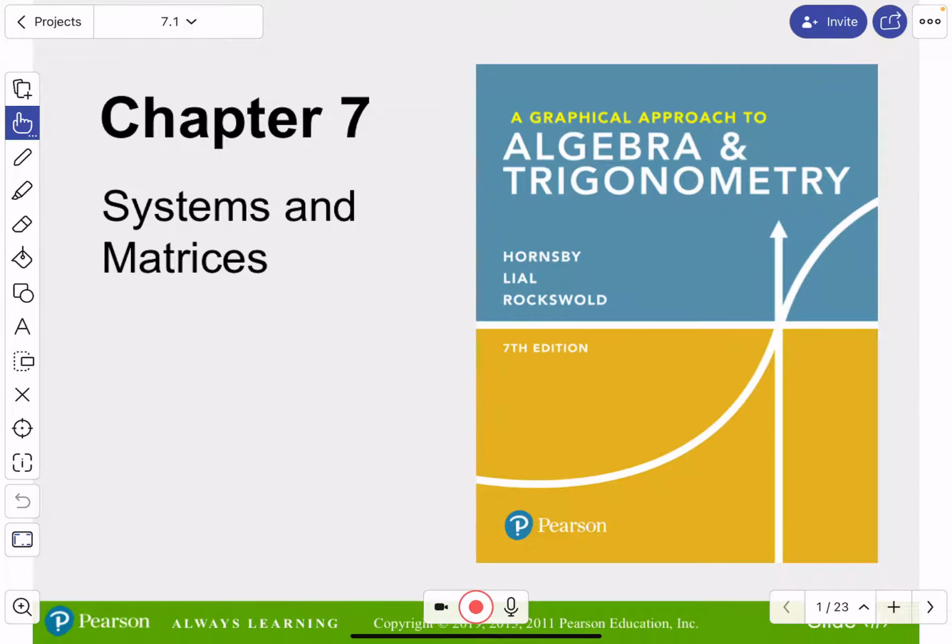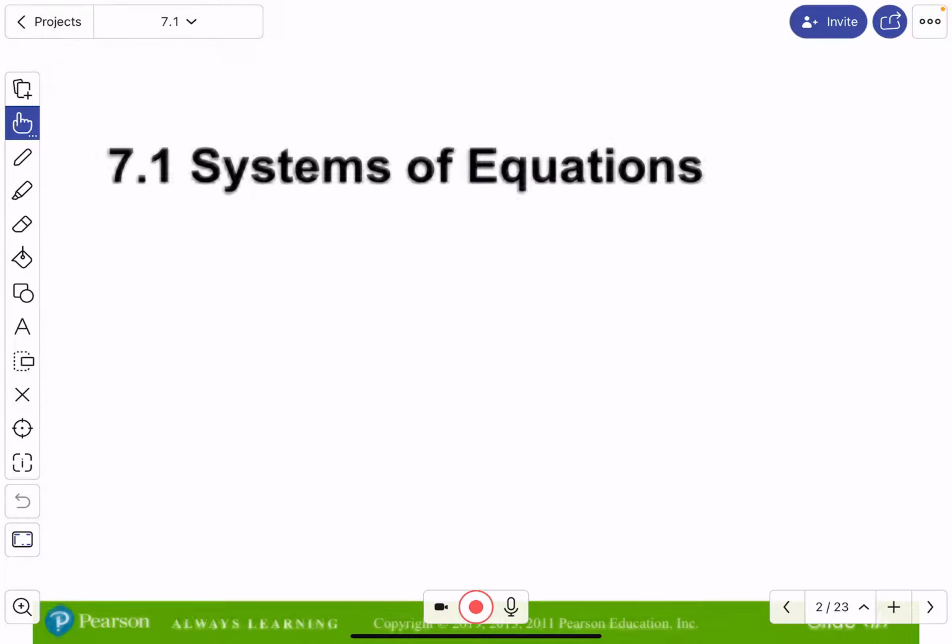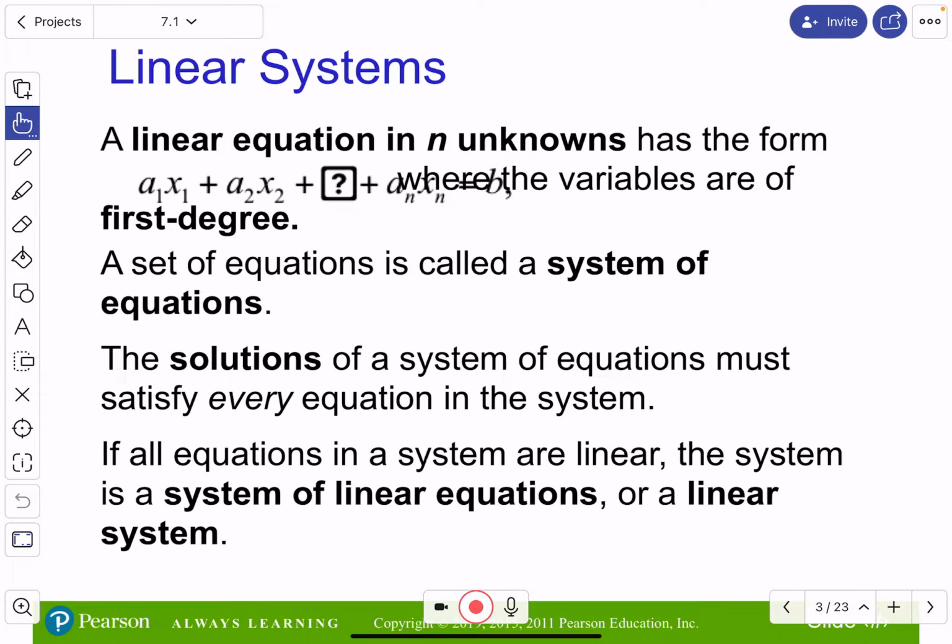All right, we're going to start Chapter 7, Systems and Matrices. So 7.1 is Systems of Equations. If you remember way back when, depending on when you went, where you went to school or whatever, linear systems are first degree polynomials. A set of equations is called a system, and a solution satisfies every equation.